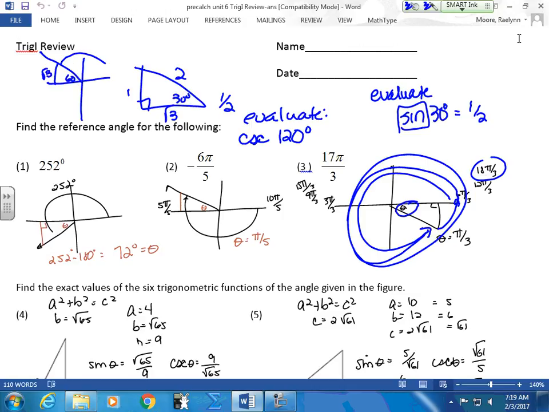Okay, you would label your triangle. X is negative, Y is positive, R is always positive. What would be my cosecant? 2 over radical 3. If this bothers you, do the sign. Well, the Y is positive in quadrant 2. Bring this out here, use this.